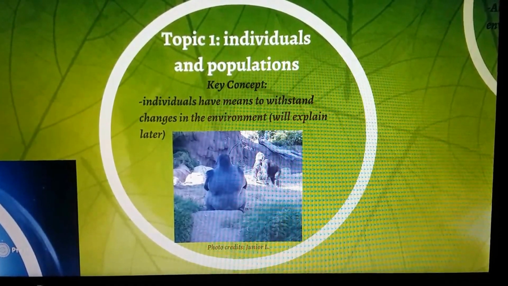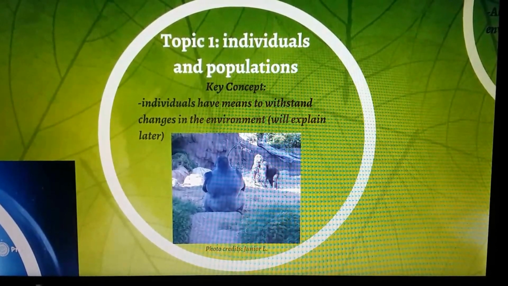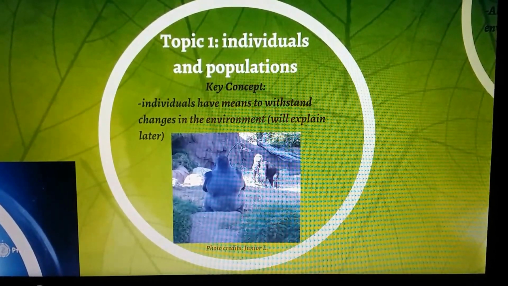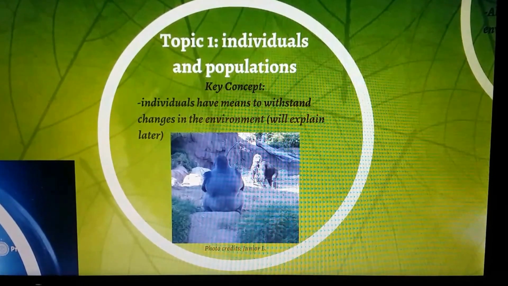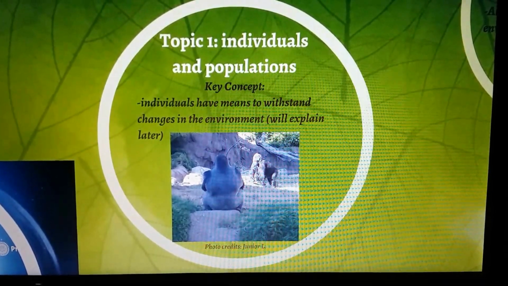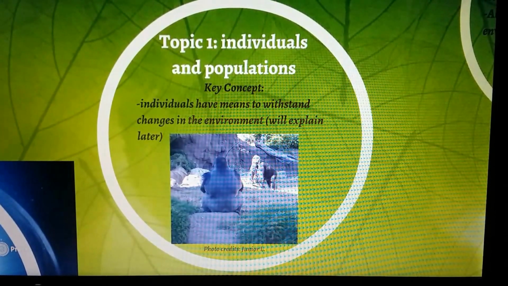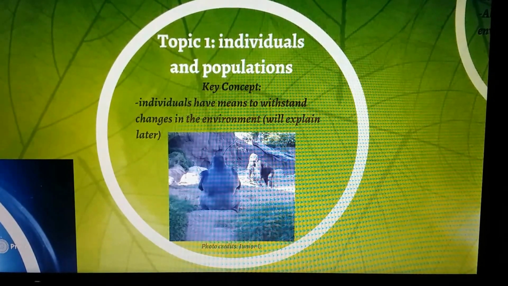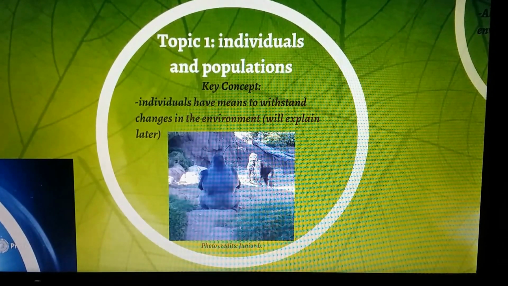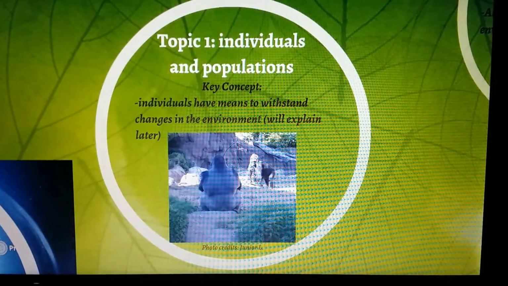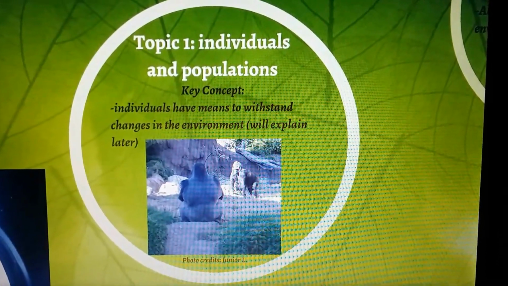Okay, so individual and population. So individuals have means to withstand changes in their environment. And so those changes are not just like Kevin experienced in Home Alone, but some of them include temperature or humidity or pH or other things like that, and we'll focus on those very soon.